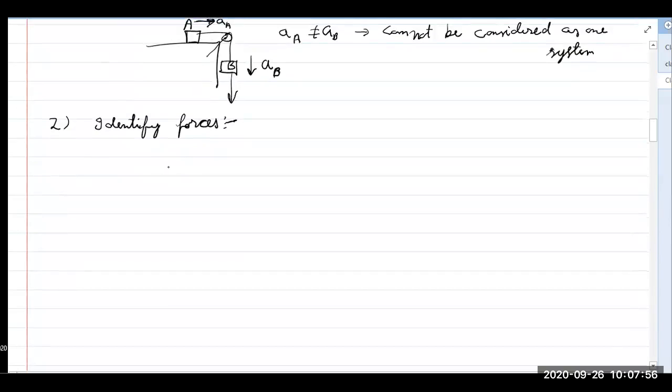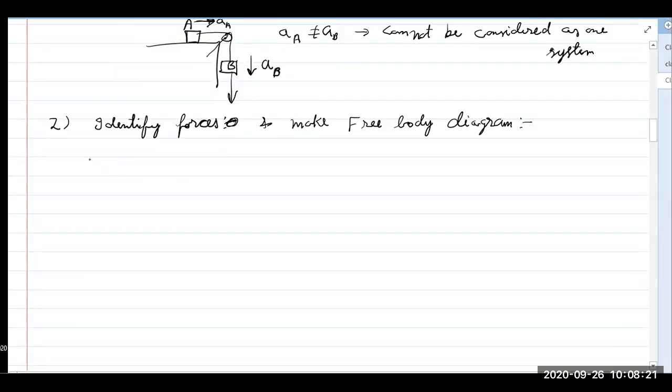So identify forces and make a free body diagram. What is a free body diagram? We represent the whole object as a point, and we show the forces with arrow marks. So I will give you an example.